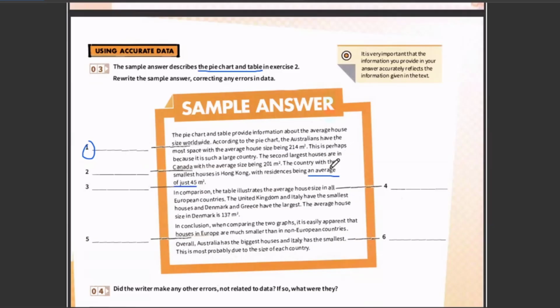But when we are using average, it's actually not a specific amount, right? It is taken from a lot of data and then we take just an average answer from all the data. So that is why we don't use just. It will be an average of 45 meters square. Just this. Only this answer.